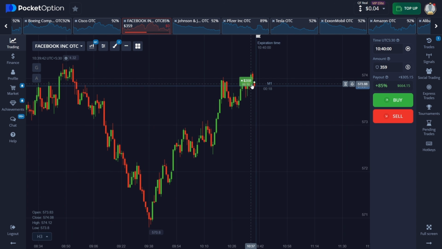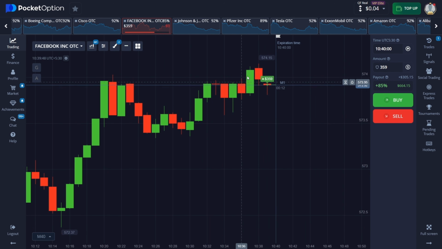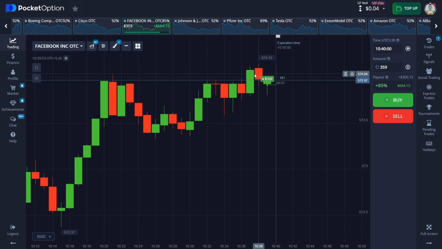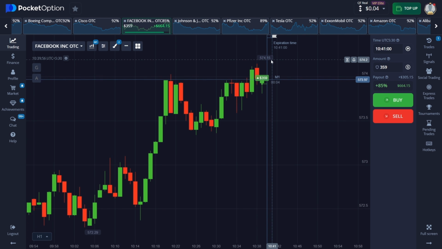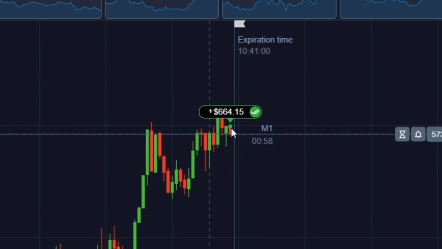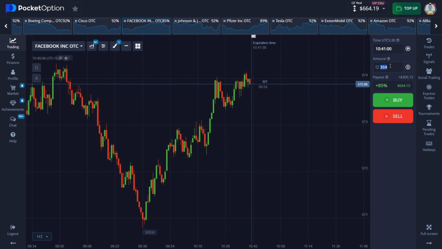On the backside, there was also a red candle, but it was not able to engulf the previous green candle, and one green candle was formed. By this pattern, I placed this trade for the upside move, and it is now going well. We won it. Now my balance has turned into $664. Let's find a trade for $664.